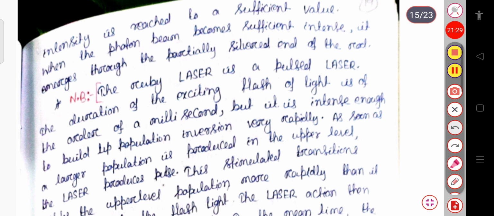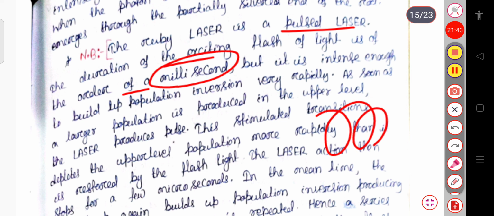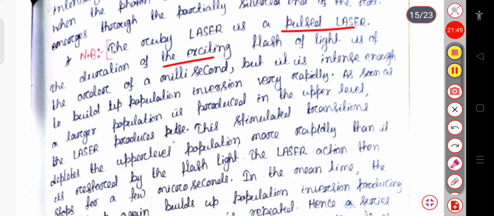But one more thing is that the ruby laser is a pulsed laser, because the duration of the exciting flash of light is of the order of milliseconds. Due to this flash lamp, the chromium ions absorb only a few photons, because we know the general flash tube is used in the case of the ruby laser.